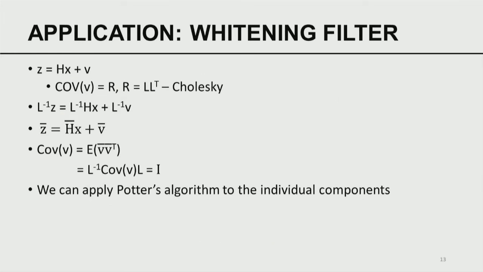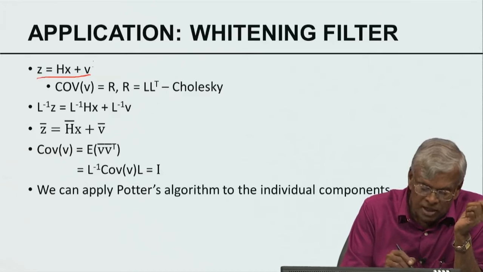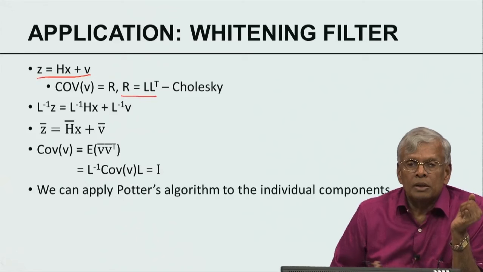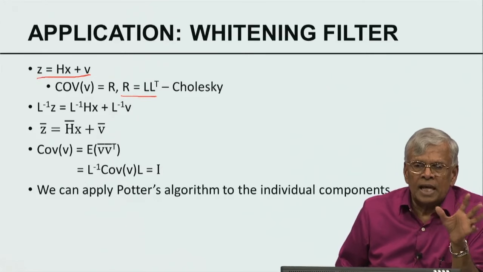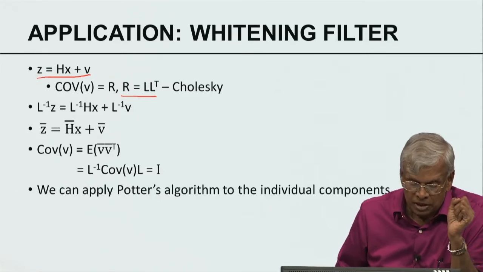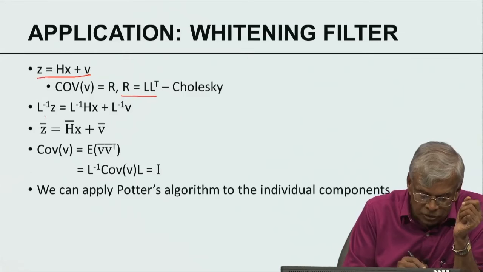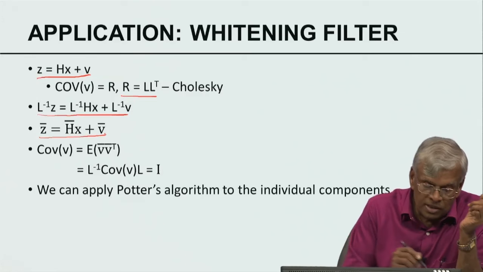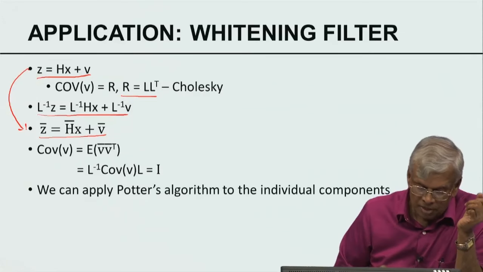How do we apply this m equal to 1 case to a general case? In the general case, my observation is an m vector given by this. Now I am going to consider my v. The covariance of v is R. R can be expressed as a product of L and L transpose. That is a Cholesky decomposition. If you multiply both sides by L inverse, I get a new equation for the observation.